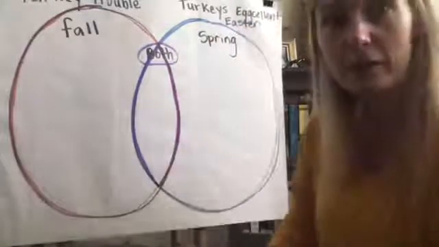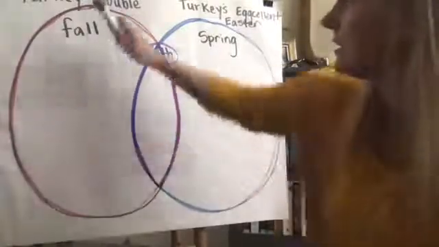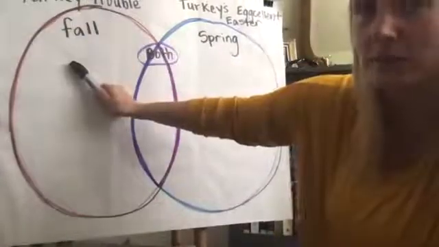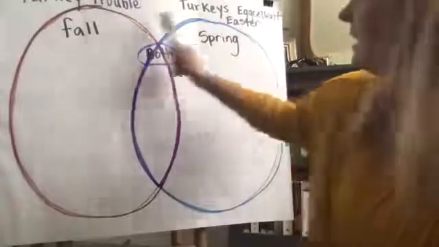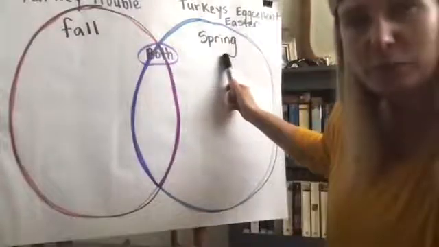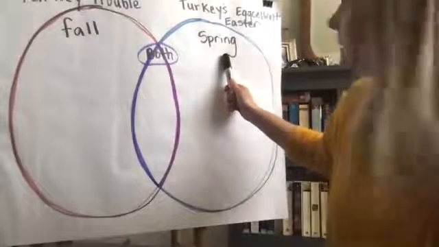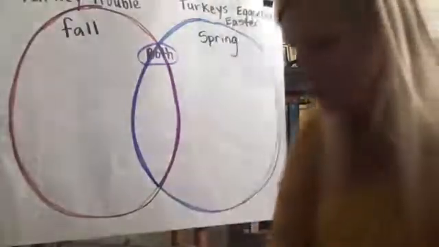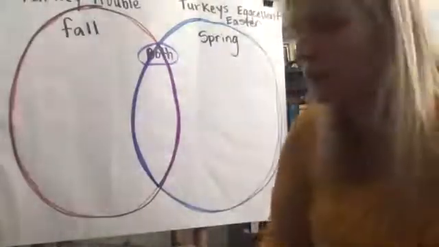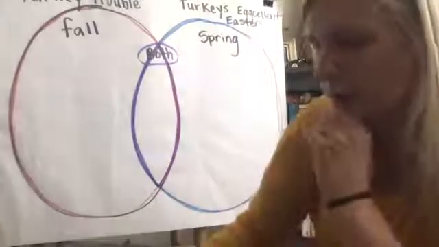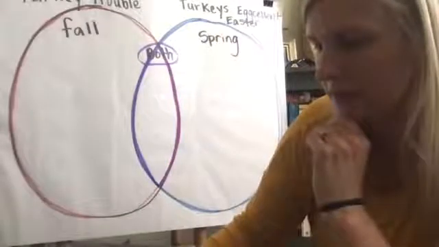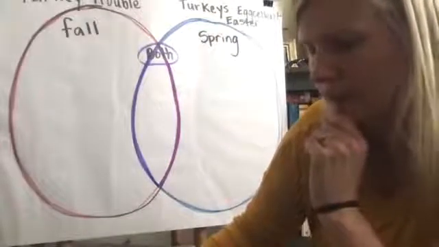We have already found two things that were different in the stories. Turkey Trouble, that story took place in the fall before Thanksgiving, right? And Turkey's Excellent Easter, it took place in the springtime just before Easter. Now, I'm going to think a little bit more here. I want to think about maybe something else. What was the next thing that happened in the story?